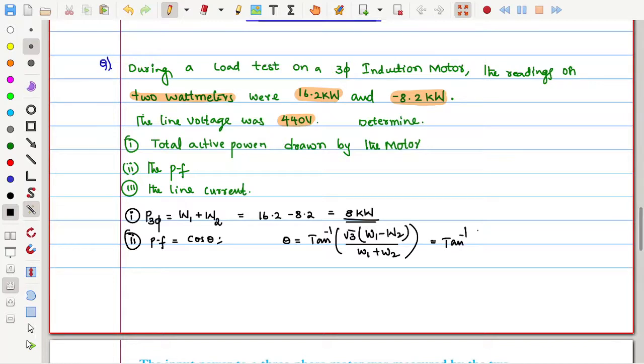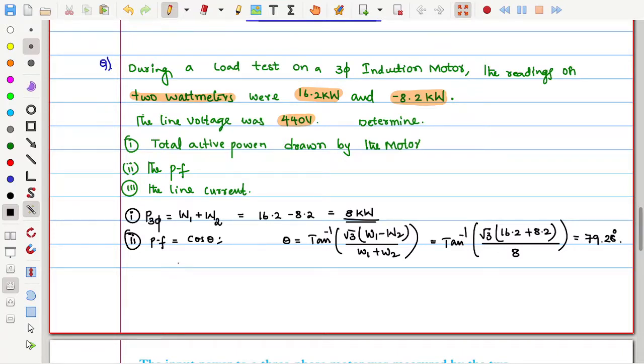Tan inverse of root 3 into, how much is the difference? This is 16.2 minus minus 8.2, it becomes plus, so 24.4, divided by the sum, which we already saw is 8. How much is this value? Theta value I got as 79.28, just cross verify. Is this correct? 79.28. Yeah, very good, very good.